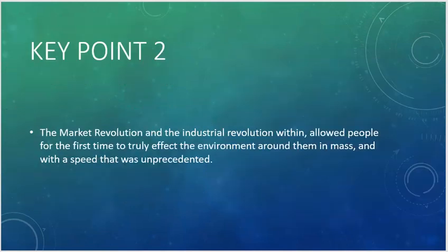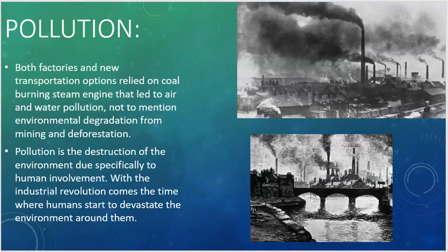to key point 2, the market revolution and the industrial revolution allowed people for the first time to truly affect the environment around them in mass, all right, with a speed that is unprecedented. No one's prepared for it. So if you need time, pause. We're going to move into what that means, and that means pollution.